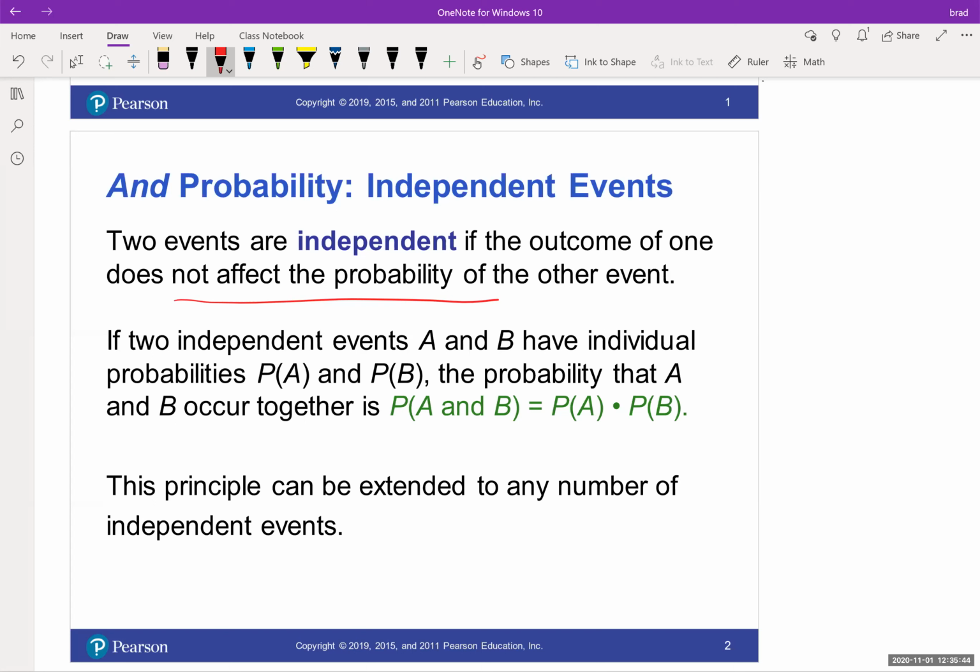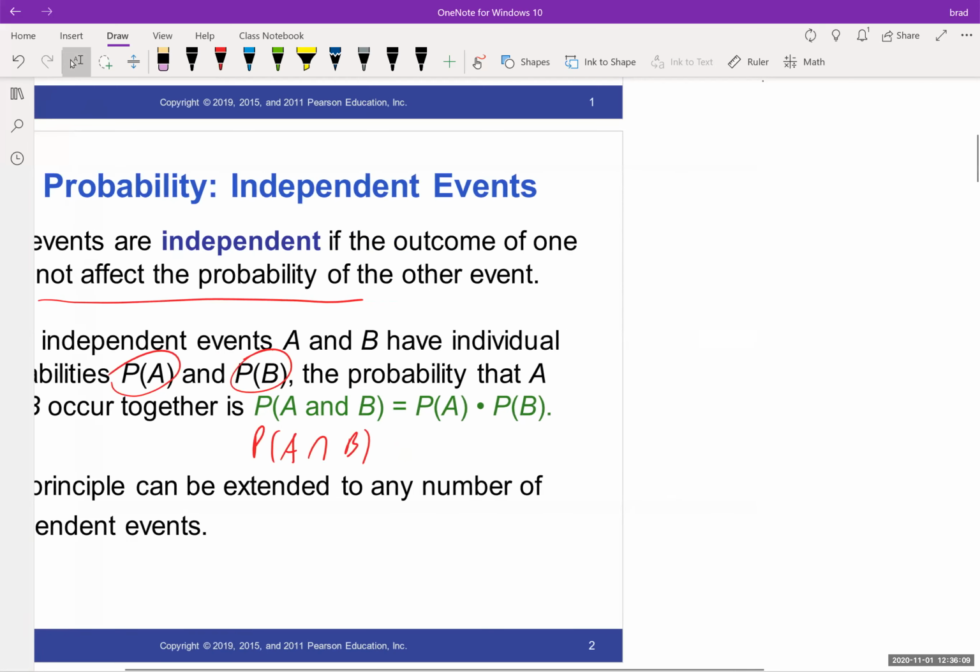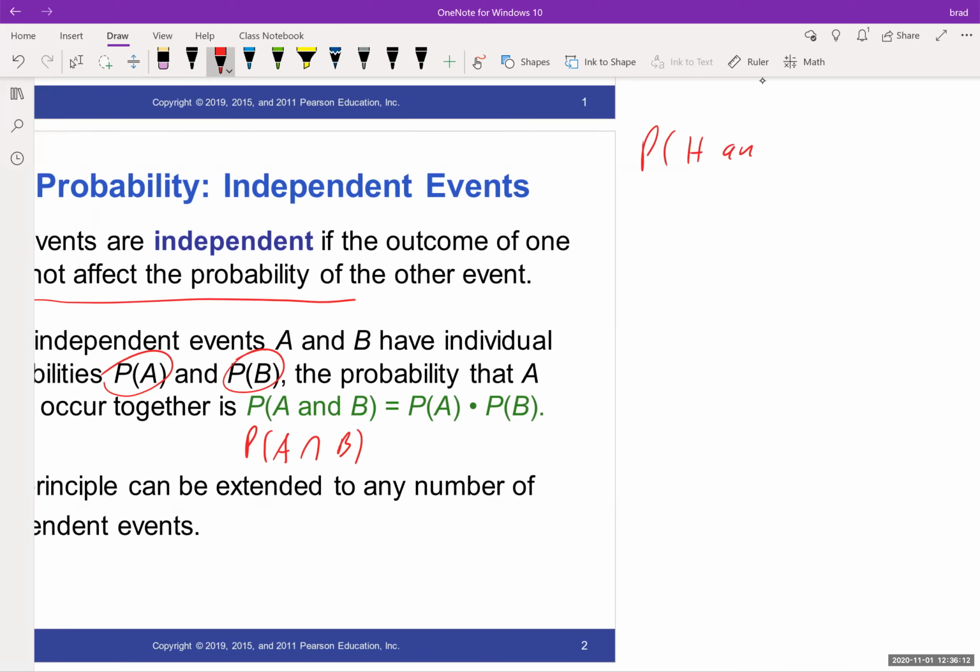If two independent events A and B have individual probabilities, and remember this is how we write probability of A and the probability of B, the probability that A and B occur together is the probability of A and B. You'll also see it written sometimes like this, and you'll even see this symbol sometimes. The probability of A and B is equal to the probability of A times the probability of B. So in the quarter problem I was talking about, what's the probability of getting heads and then getting heads again? Well, that would be the probability of getting heads times the probability of getting heads. But what is the probability of getting heads? Well, it's one out of two, right? And then one out of two. Okay, so that would be one out of four.